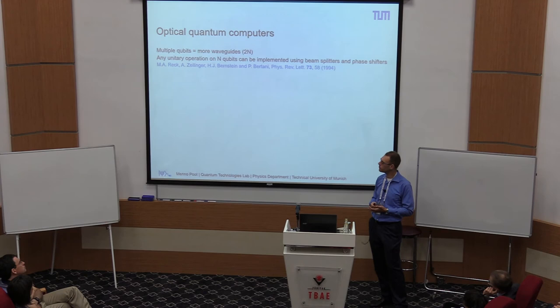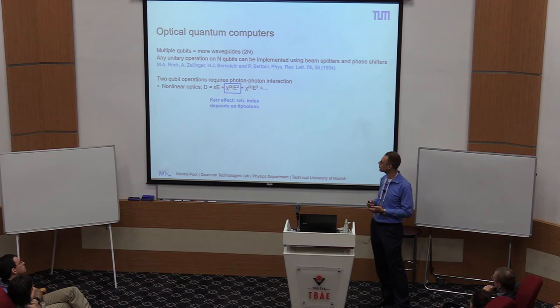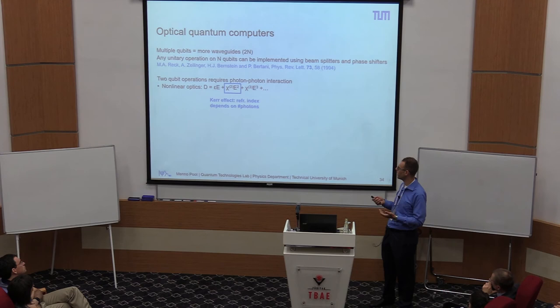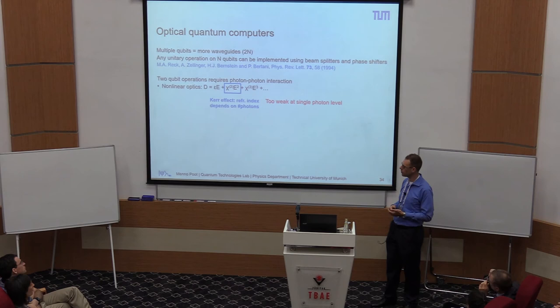And maybe the first thing that comes to mind is to use nonlinear optics, where you see that the electrical displacement not only depends on the electric field here, but there's also these higher order terms, such as the Kerr effect, where the refractive index depends actually on the number of photons or the amount of light in this waveguide. But unfortunately, this is way too weak at the single photon level, unless you go to very exotic systems that people are working with. So for a very long time, this was really a big obstacle, and people didn't really think that these optical quantum computers would be feasible.